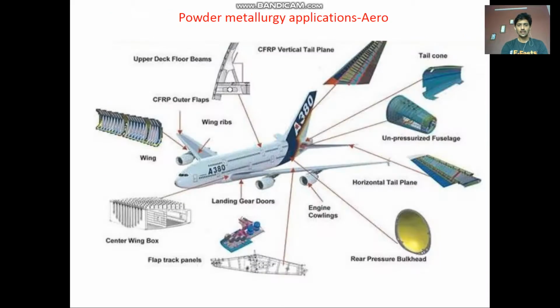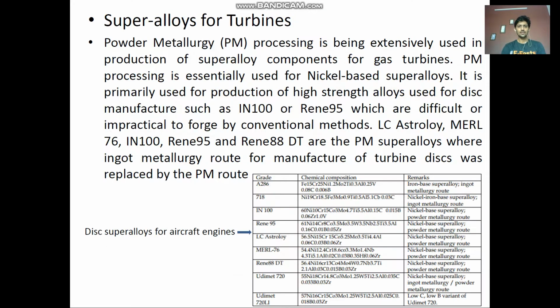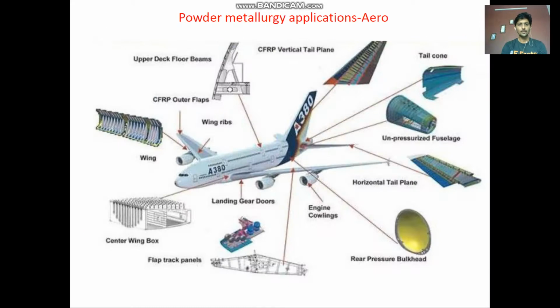Where exactly do we use powder metallurgy in engines? Specifically for super alloys. Turbines need to face high temperature, and for that we need good thermal shock resistant materials, nothing but super alloys. For those super alloys, fabrication is very expensive because the materials are very hard to fabricate, and giving minute detailing in fabrication is very difficult. So it is better to go for powder metallurgy.